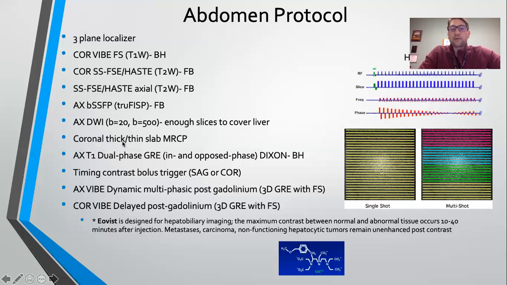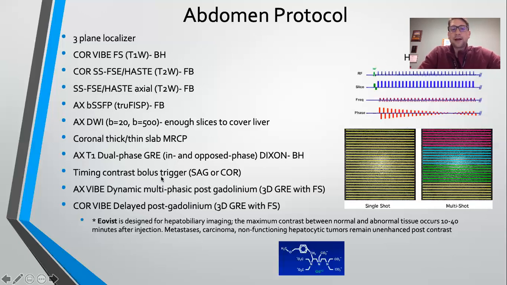You also have a coronal thick and thin sequence visualizing the MRCP and those biliary ducts. You got your axial T1 in and opposed phase. That's a breath hold, so you base it off of a breath hold. Sometimes you might see it called a Dixon, because we had a radiologist with the last name Dixon who created this pulse sequence.